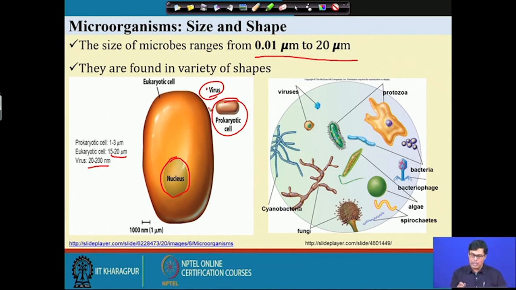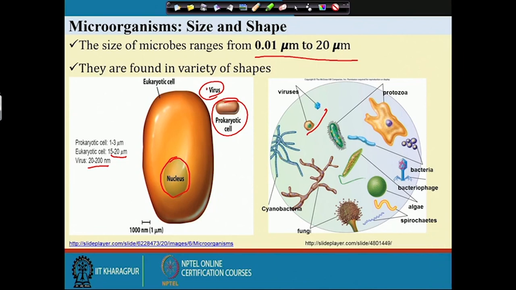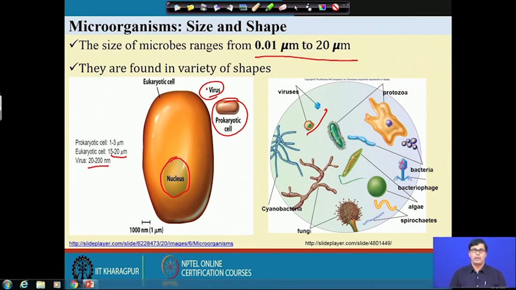Now, here we have given some elaborate pictures. This is the virus, and this is the cyanobacteria. The cyanobacteria have a lot of industrial applications, particularly for increasing the fertility of the soil, because they have nitrogen fixation property, and some cyanobacteria are also used as a source of protein. Now you have fungi. I told you that fungi also have a lot of applications in the industry, and I have given the example of the citric acid and penicillin producing industry.